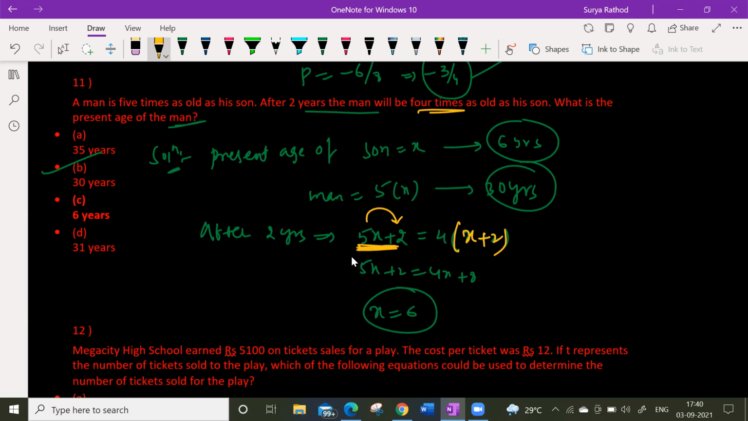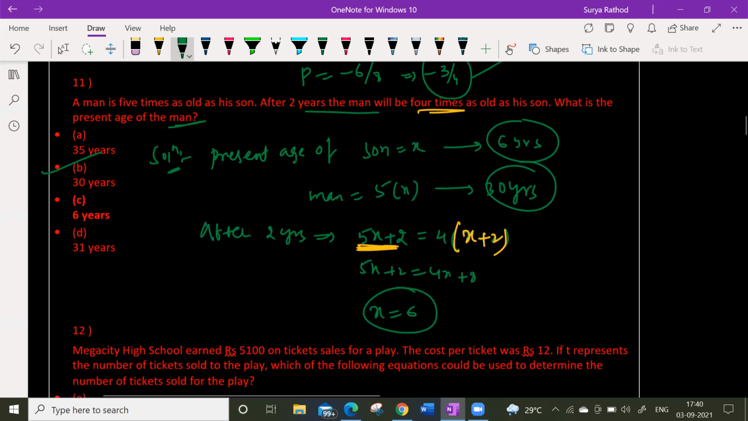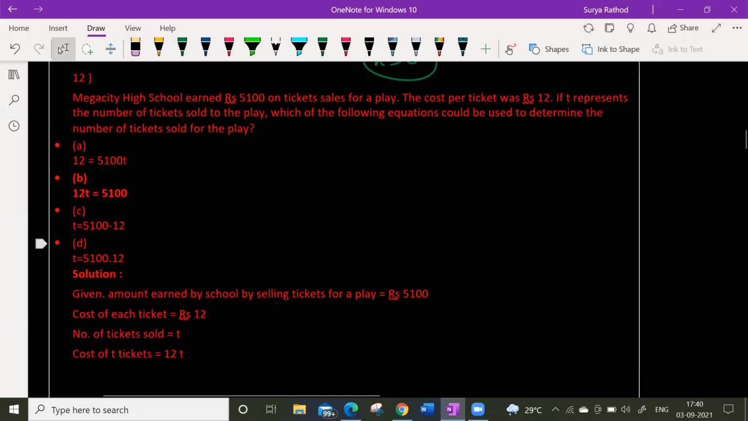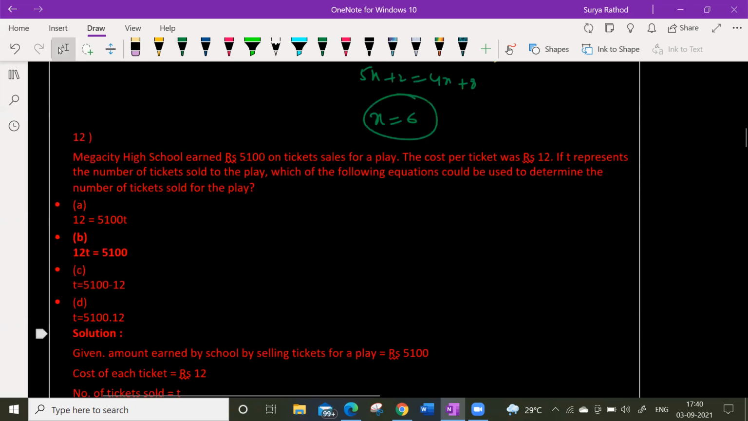Okay, sir. Bro, look at this. His father's age is increasing 2 years. After 2 years, which means 5x plus 2. His son also will be increasing 2 years. Yes or no? His father will be increasing 2 years, and the son's age will be as it is. How come it is possible? Okay. Look at this now.